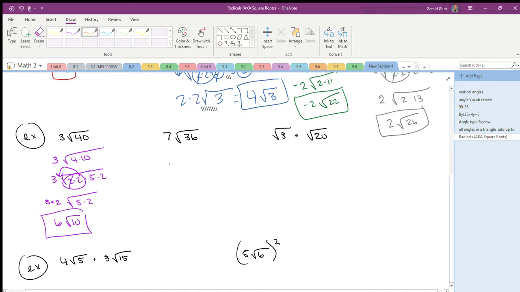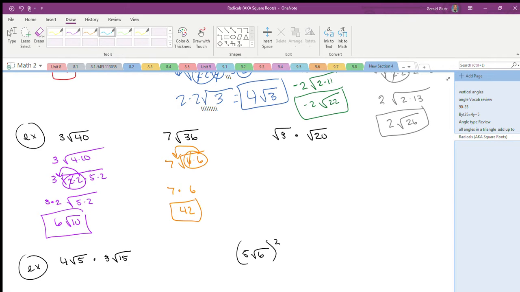Now the next one, so I have a 7 on the outside this time, and then 36. So I know that 6 times 6 is 36. So this one's quick. So I got a pair of 6's. One goes away, the other one comes out. So there's nothing that's not circled in here. So that means that I'm not going to have anything in the radical, so I don't need to draw the radical sign in anymore. So I'm just going to have 7 times 6, which is 42. So that was nice.